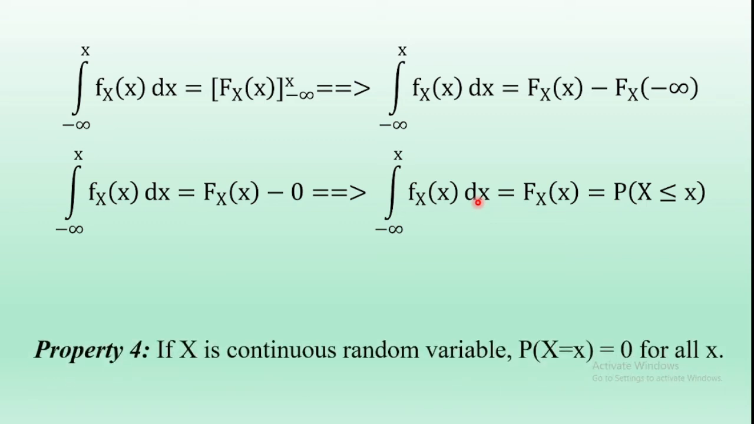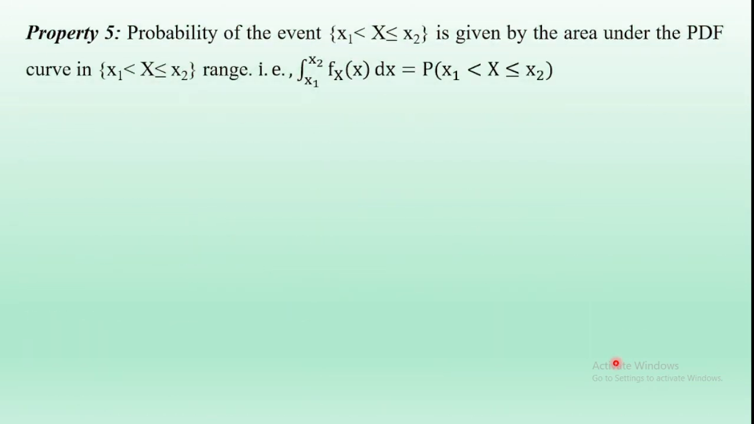Next, the fourth property. If the random variable capital X is a continuous random variable, the probability of X equal to x is 0 for all values of x. This is the fourth property of the probability density function. Next, the fifth property.